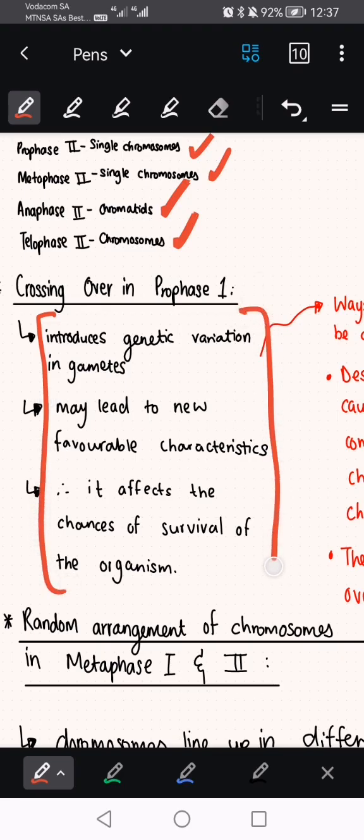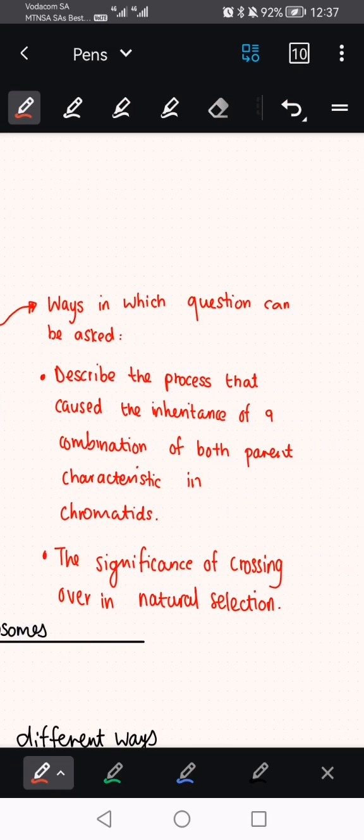is your answer. Crossing over introduces genetic variation in gametes, which may lead to new favorable characteristics. Therefore, it affects the chances of survival of the organism. Now, here are 2 ways that I saw in which the questions can be asked.